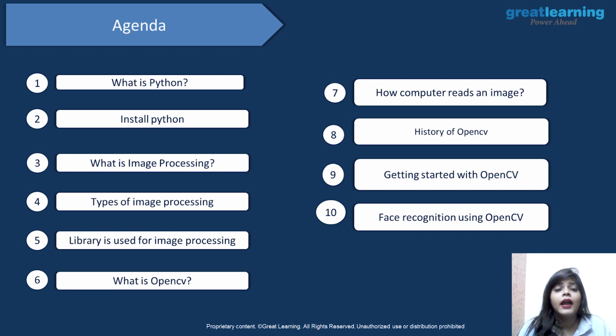Then we will also have a look at the libraries in Python which are used for face recognition, or rather any image processing project. The go-to library is basically OpenCV. What is OpenCV? We will see how a computer reads an image as well. Then we will have a look at the history of OpenCV. Then we will start with OpenCV, and lastly we will do a project on face recognition using OpenCV. So let's get started with the video.